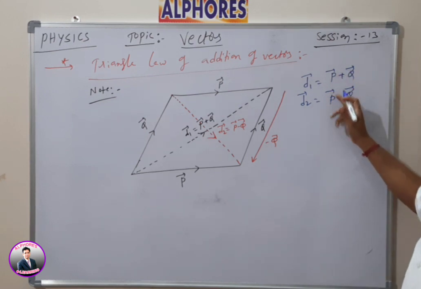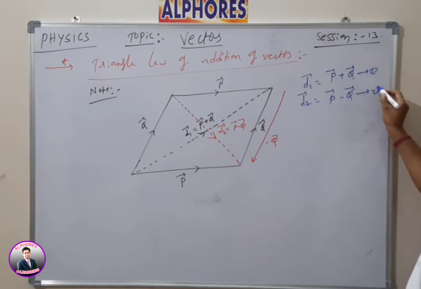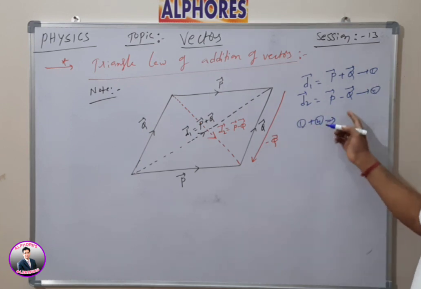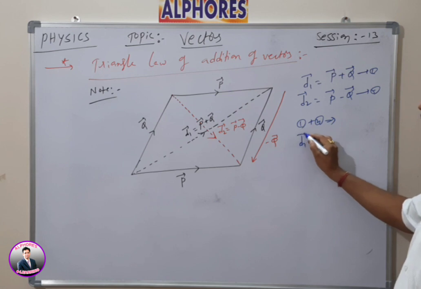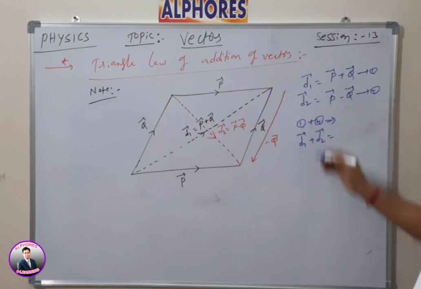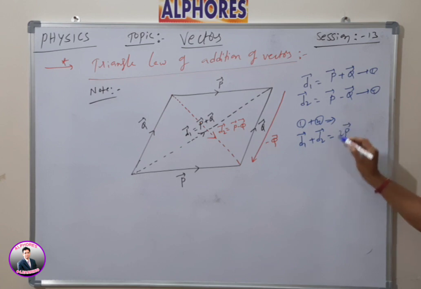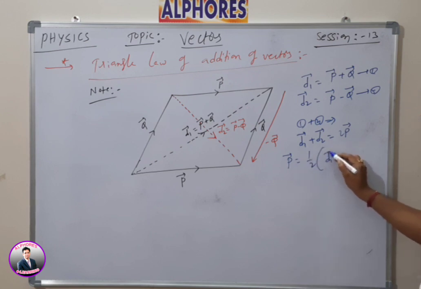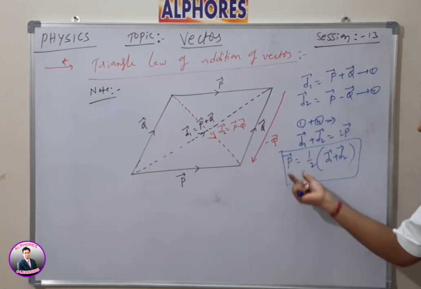Now, what are the individual values of P and Q in terms of D1 and D2? Let us take these as equation 1 and equation 2. 1 plus 2: D1 bar plus D2 bar. By adding these two, plus Q and minus Q cancel together, which gives 2P bar. That means the value of P bar is equal to half of D1 bar plus D2 bar. So this is the value of P bar.